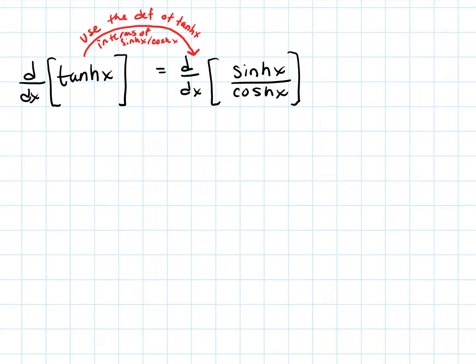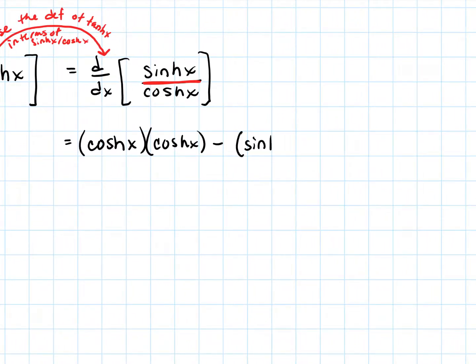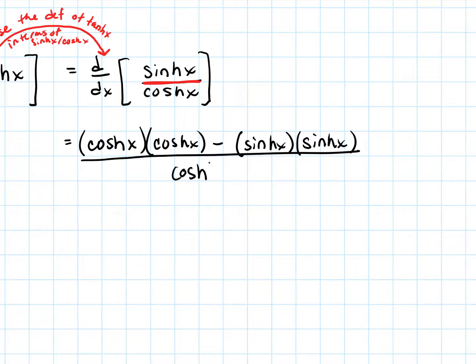So if I use that, this is a quotient, so we just have to apply the quotient rule. The derivative of a quotient is the derivative of the top, but the derivative of sinh is cosh, times cosh, the bottom, minus the derivative of the bottom, but that's just sinh, times the top, all over cosh squared, the bottom squared. So notice that I jumped right into just the actual derivative.